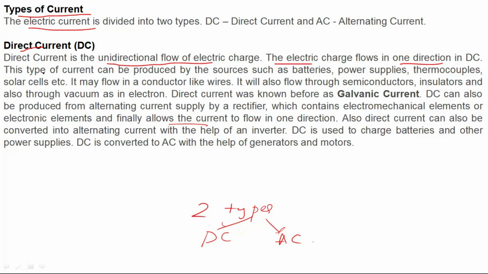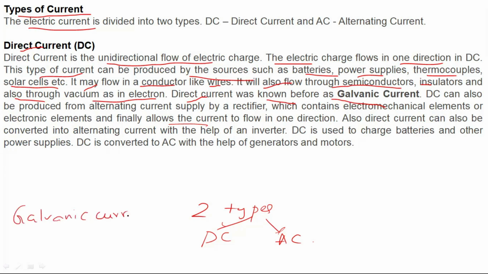This type of current can be produced by sources such as batteries, power supplies, thermocouples, solar cells, etc. It may flow in a conductor like wires. It will also flow through semiconductors, insulators, and through a vacuum as an electron beam. Direct current was known before as galvanic current.